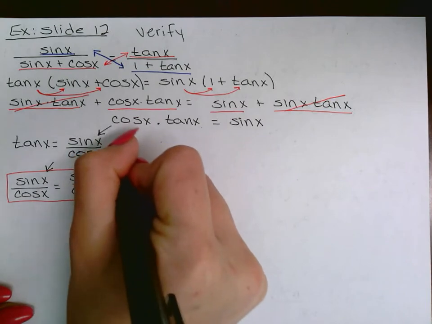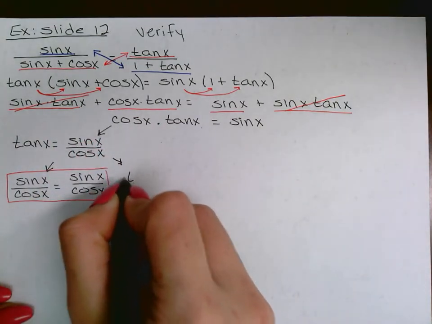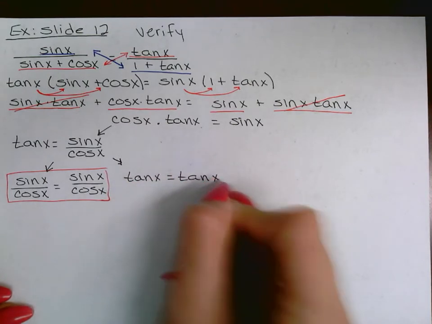Another option is to change the sine over cosine to a tangent. So now I have tangent of x equals tangent of x. Okay.